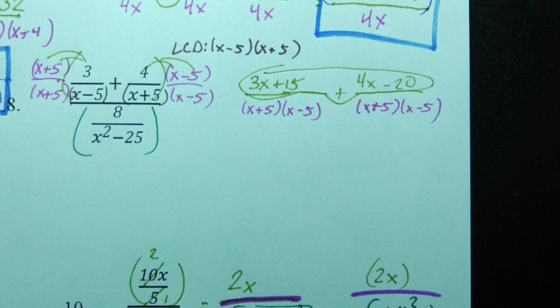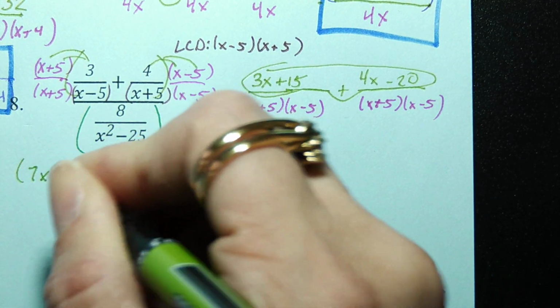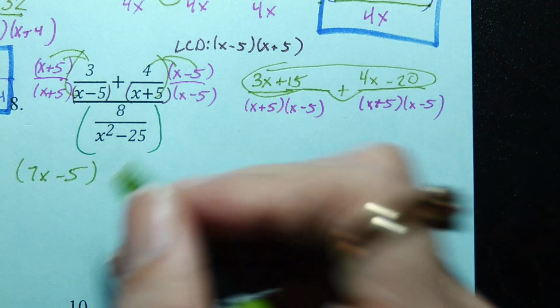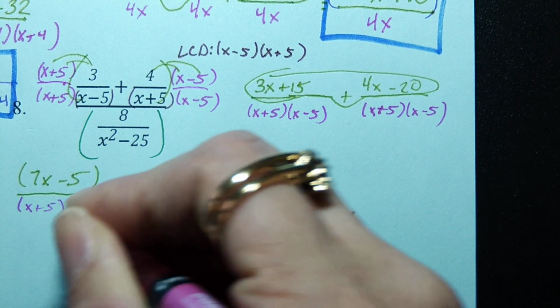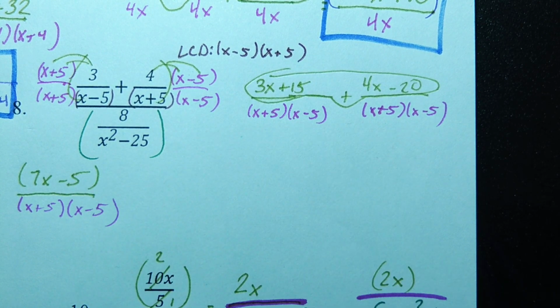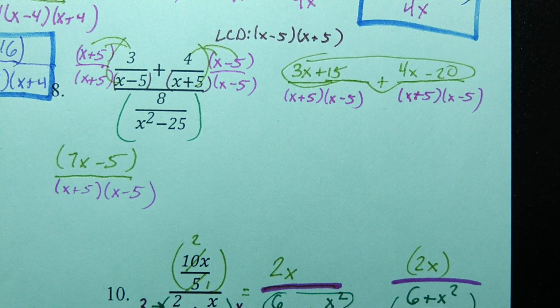So distributing to both, and then adding those tops together, we get 7x minus 5 on the top, over x plus 5, x minus 5 on the bottom. And I trapped that 7x minus 5 in parentheses because there's no GCF, so that thing is kind of its own factor. Raise your hand if you got that top part right. Okay, making good progress from yesterday.